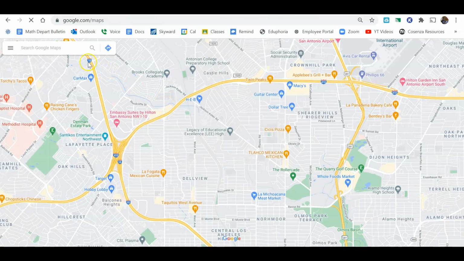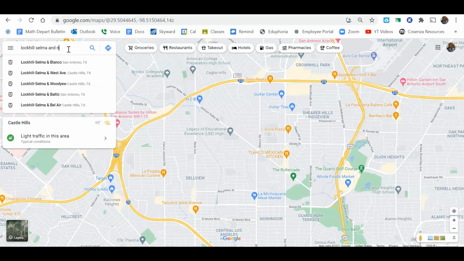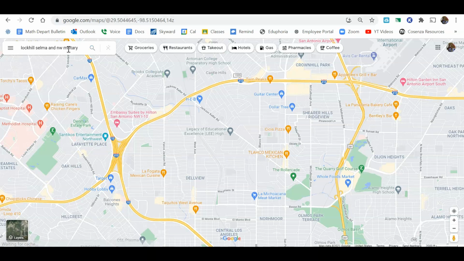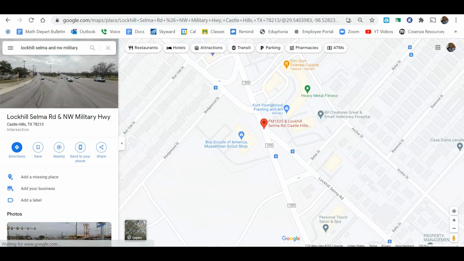Give you a little picture here. Lock Hill, Selma, and Northwest Military. Well, I'm wrong.